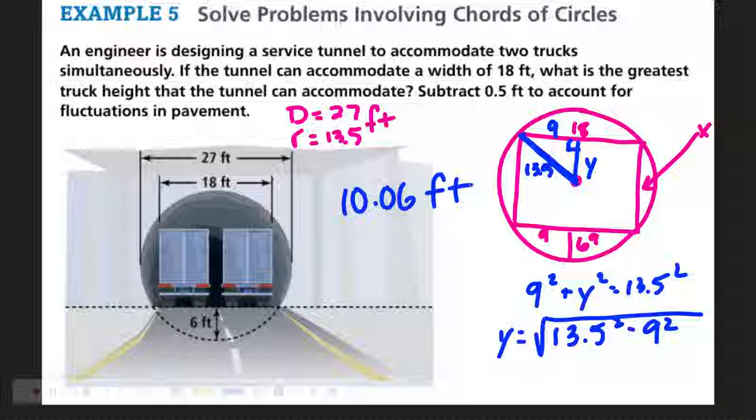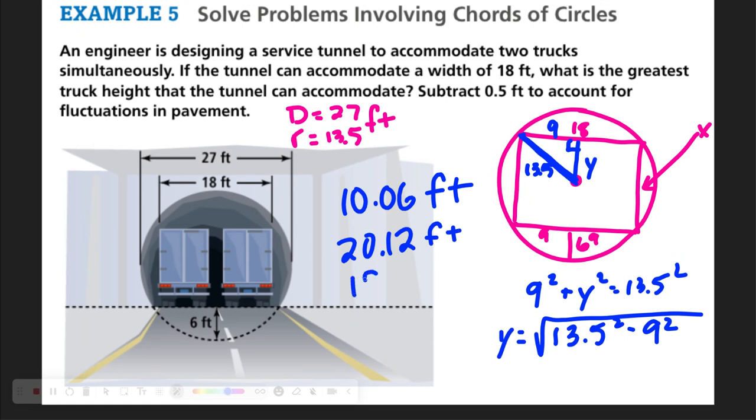So then our total height is twice that. So that's 20.12 feet. Okay? But we don't want to get sued, so we're going to listen to our lawyers. And we're going to adjust our max height by how many feet? 0.5. So this is going to be 19.62 maybe? That's the maximum height we can take.